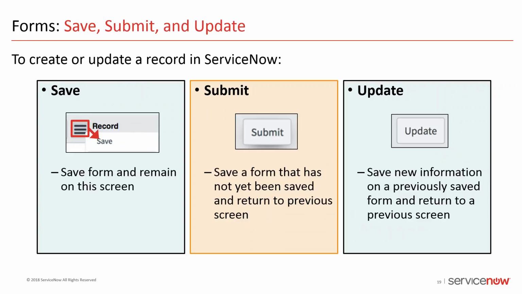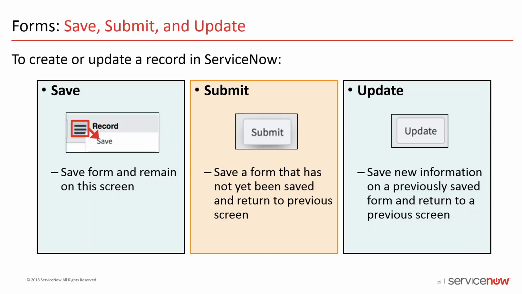To save or update data on a form, you can click either the Save, Submit, or Update button. You cannot save data on a form until all the mandatory fields are completed. If you try to navigate away from an unsaved form, the system displays a pop-up warning. Save is used at any time to save data on a form and remain on that form. This is used if you plan to continue working on that record immediately.